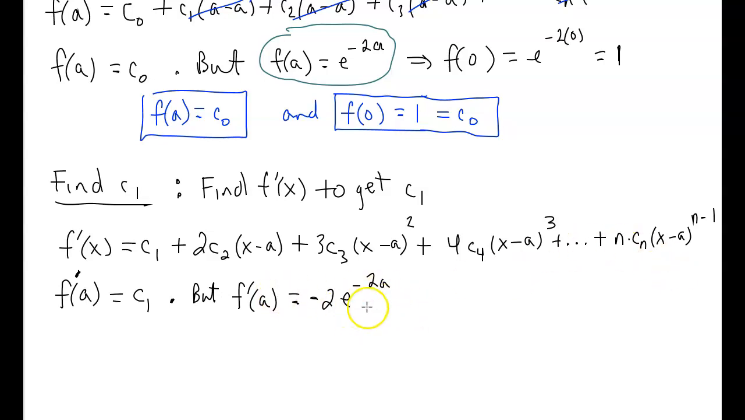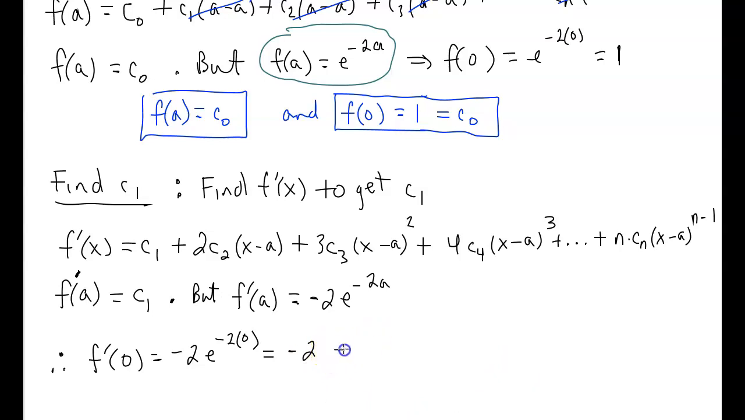So now that we have that, we know that a is going to be 0. Therefore, f prime of 0, if we look at it, is just going to be a negative 2 times e raised to the negative 2 times 0. And of course, e raised to 0 is 1. So this final answer ends up being a negative 2.